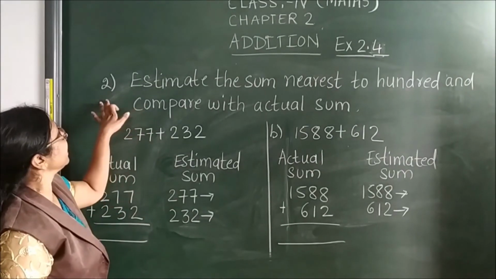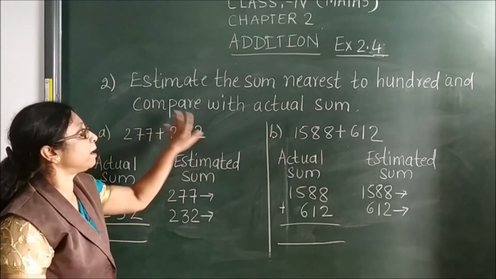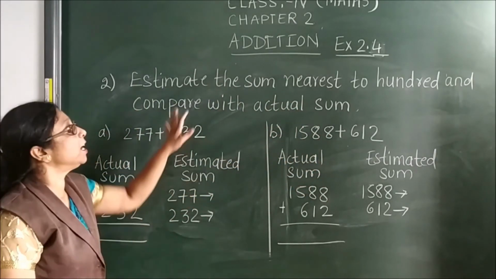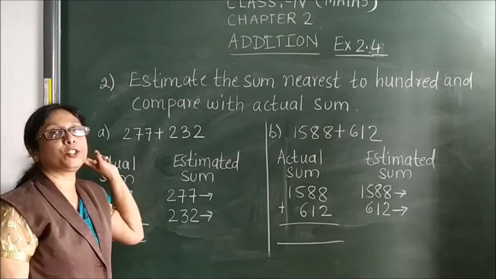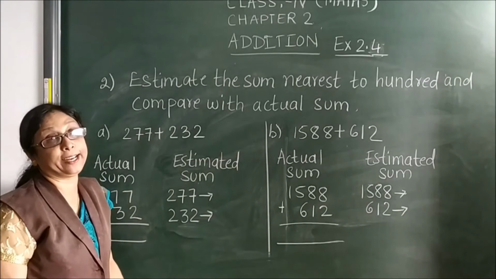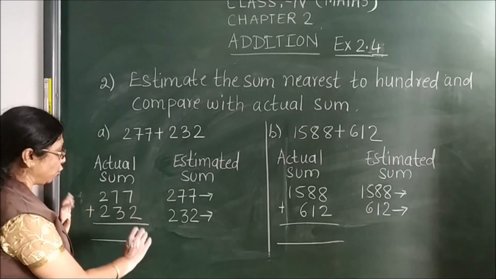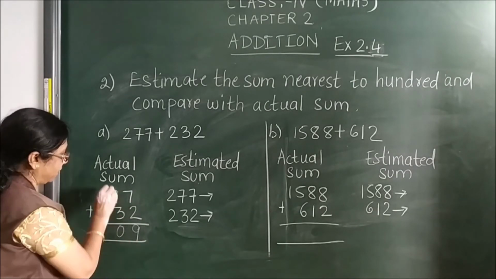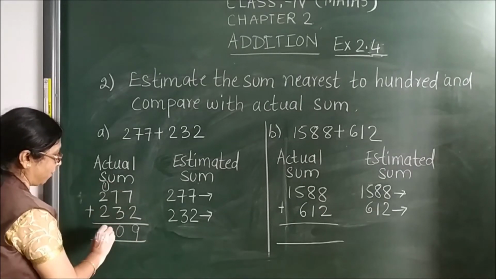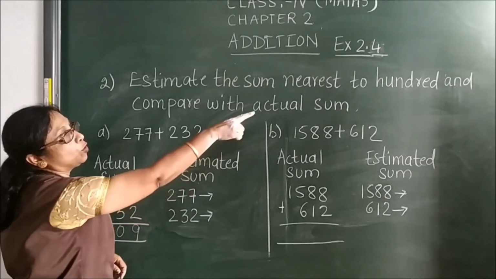Now we'll see in second, estimate the sum nearest to 100. Okay? And compare with actual sum. Here we have to estimate nearest to 100. Last question we have estimated nearest to 10. Okay, so actual sum will carry as it is, as you carry addition. 7 plus 2, 9, 7 plus 3, 10, carry 1, 2 plus 2, 4 and 1, 5. This is actual. Now estimation, you have to say 100.